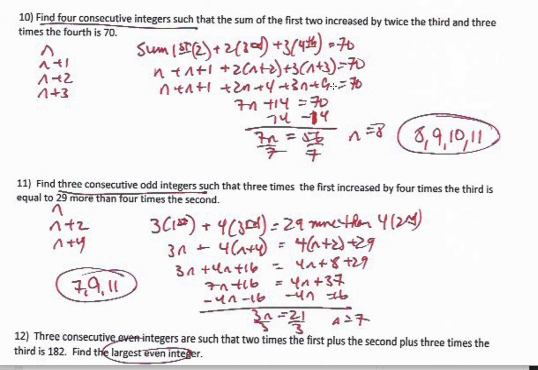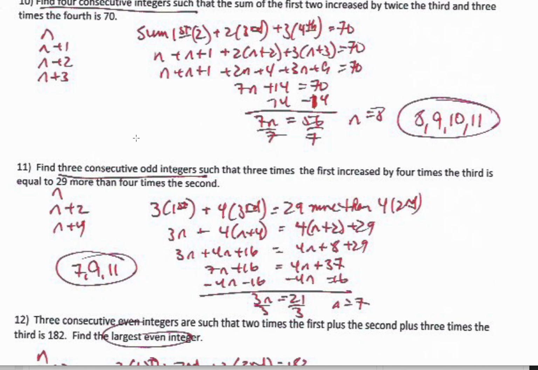It's the same side, same operation situation. Altogether, I have 1n, 2n, 2 more n make 4n, 3 more n's make 7n's. 1 and 4 is 5, and 9 is 14. Equals 70, minus the 14 from both sides, 7n is 56, dividing by 7, n is 8, so I get 8, 9, 10, and 11 are those 4 consecutive integers.